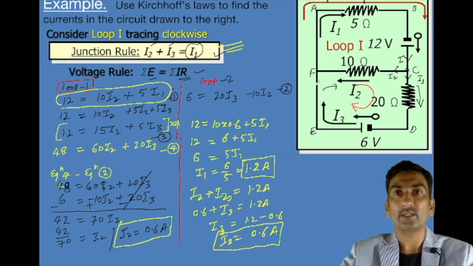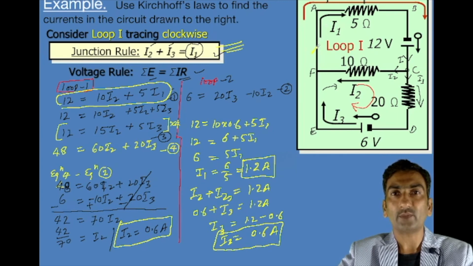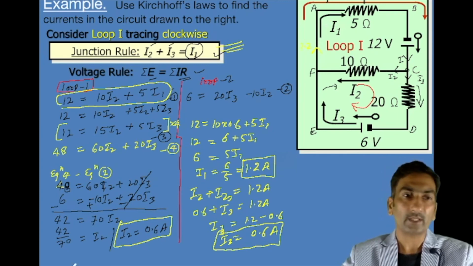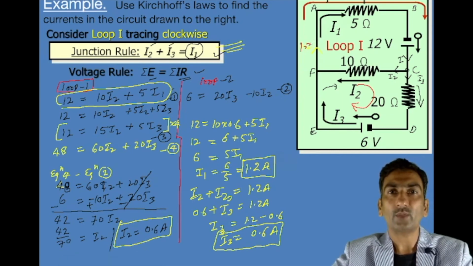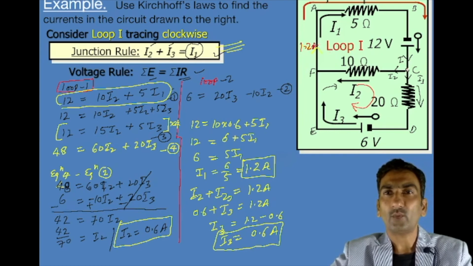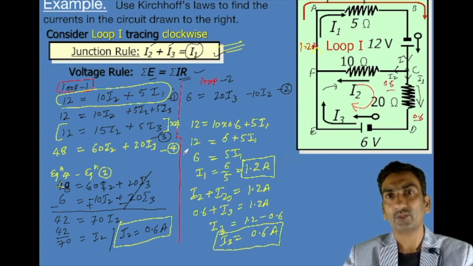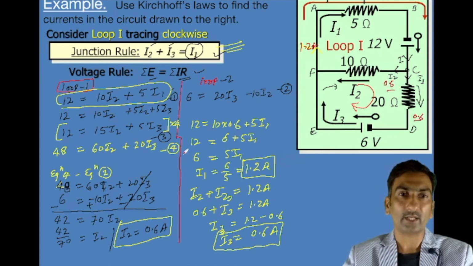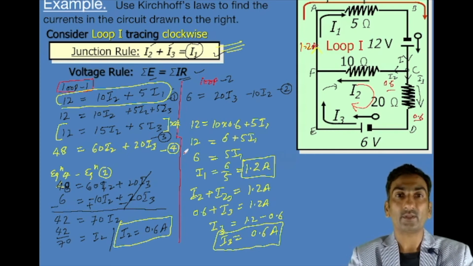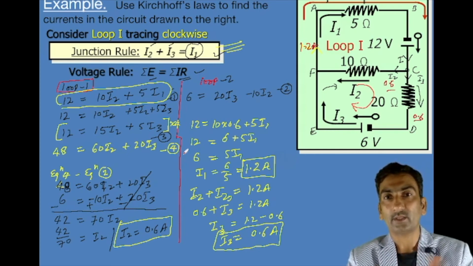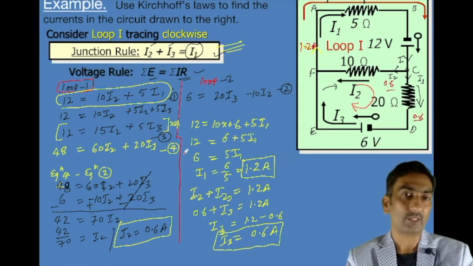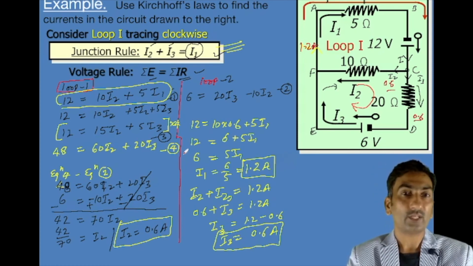We have already calculated I1 is 1.2 ampere, and I2 and I3 are 0.6 each. To know whether these are correct, although in the loop circuit it shows that it should be correct, we can verify these values in the laboratory, in the virtual lab. So let's check.